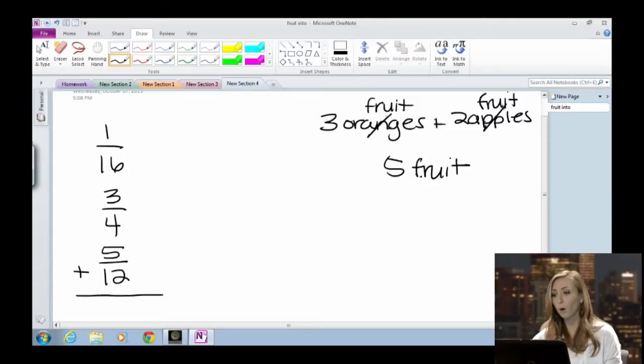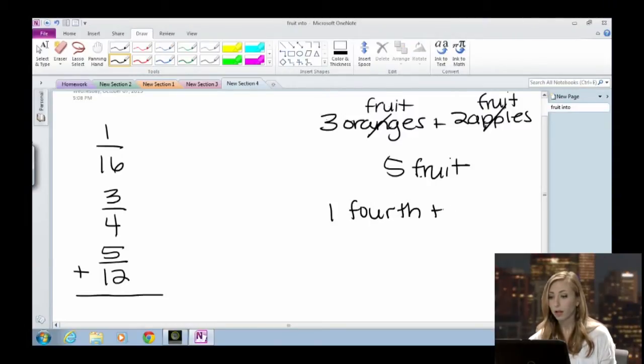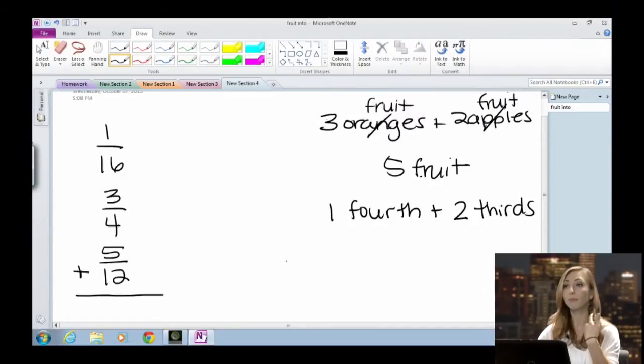It's kind of the same with fractions. If I had something like 1/4 plus 2/3, I could not put these together until I made them the same or made them common. So what we need to do is find common denominators.